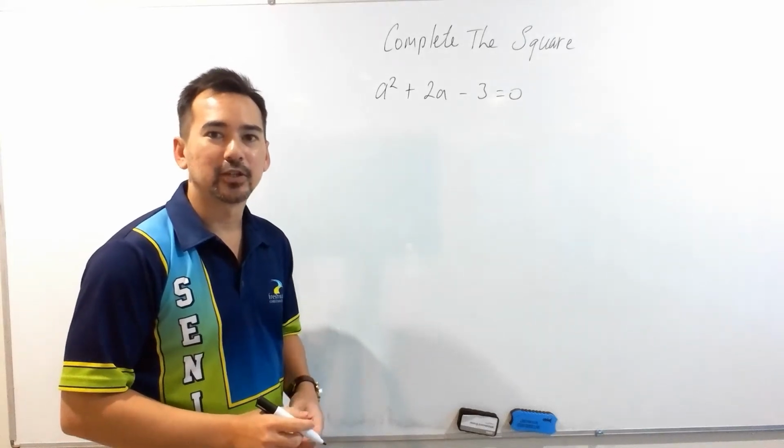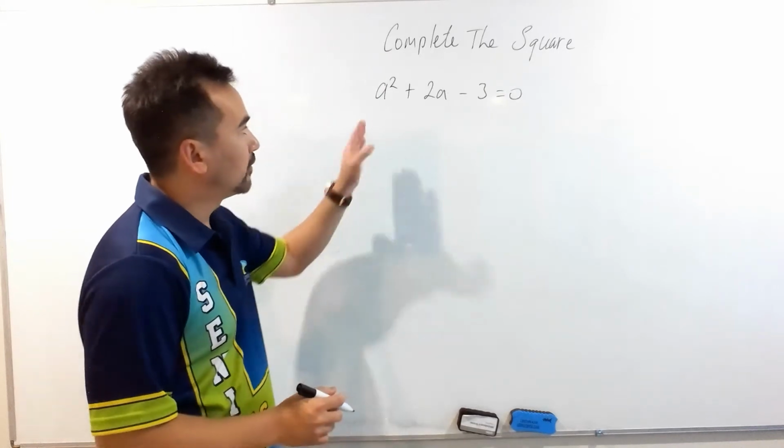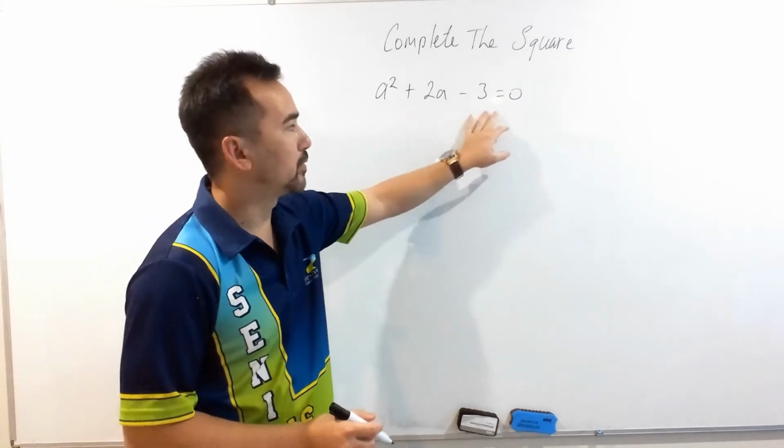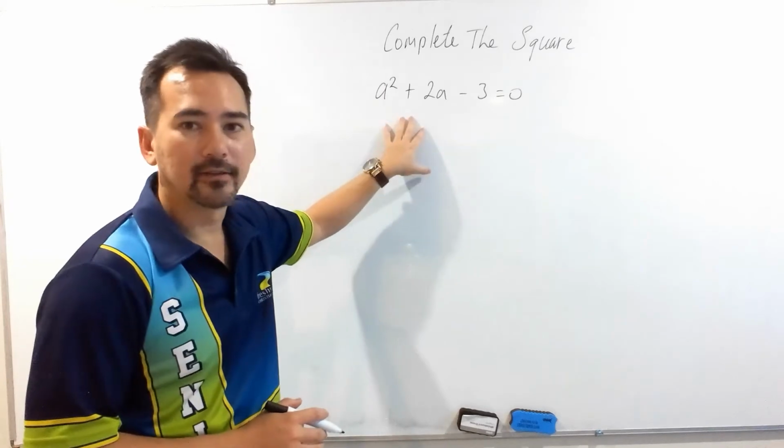Okay, I'm going to show you a strategy now called complete the square. First of all, if we had a quadratic like a squared plus 2a take away 3 is equal to 0, our objective here would be to solve for the value of a.